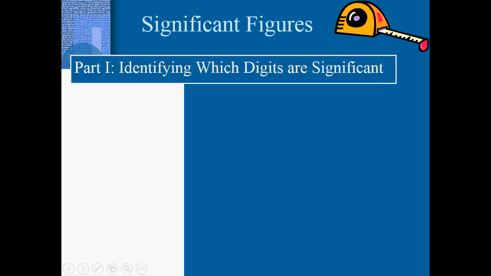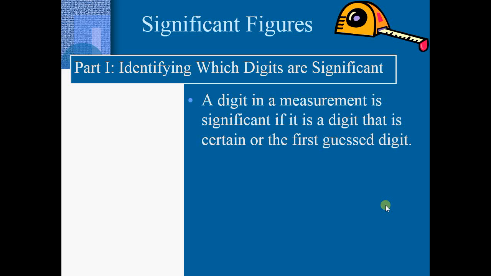Okay, so we're working on answering the question, how do I know where to round to? Well, before we can truly answer that question, there's a few skills that you need to have first. The first thing you need to be able to do is look at a measurement and identify which digits in that measurement are significant and which digits are not.